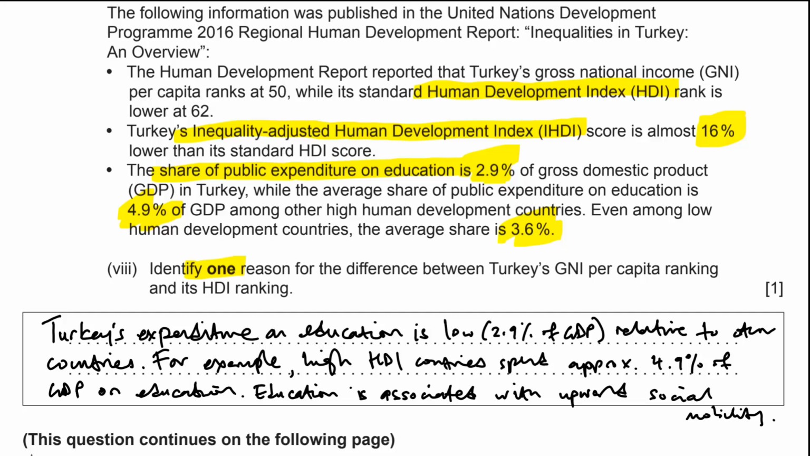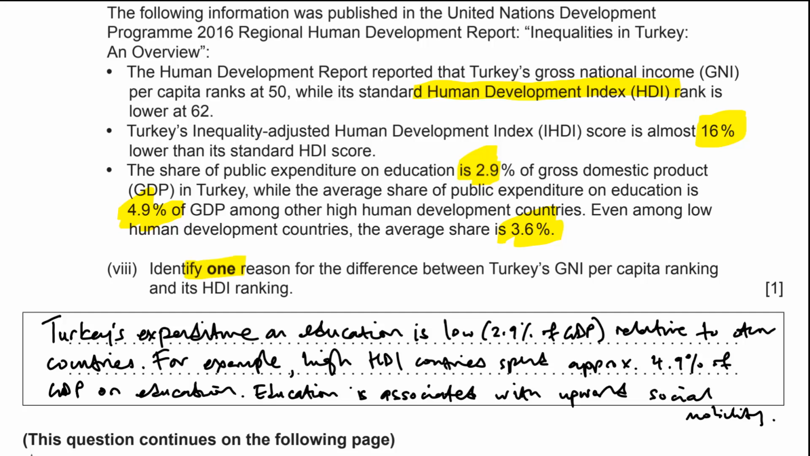So we have a potential inequality issue. At the same time that this is happening, Turkey's expenditure on education is only 2.9% of GDP, whereas in other countries it's relatively higher, let's say 4.9, even 3.6%. So why do we have this difference between its GNI per capita and its HDI ranking?